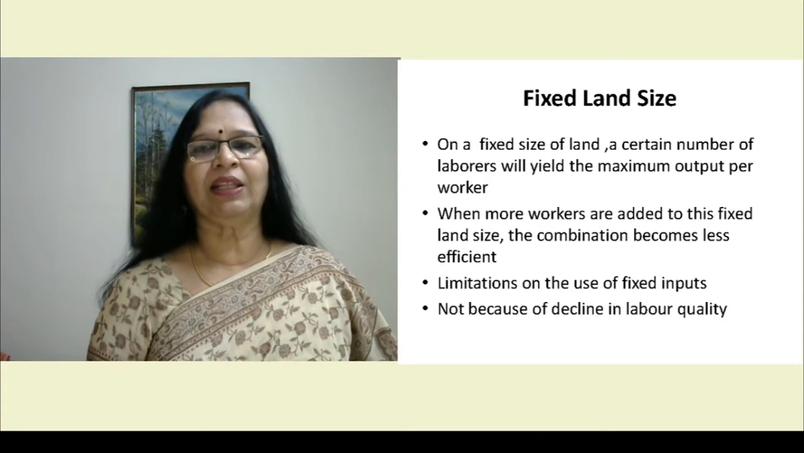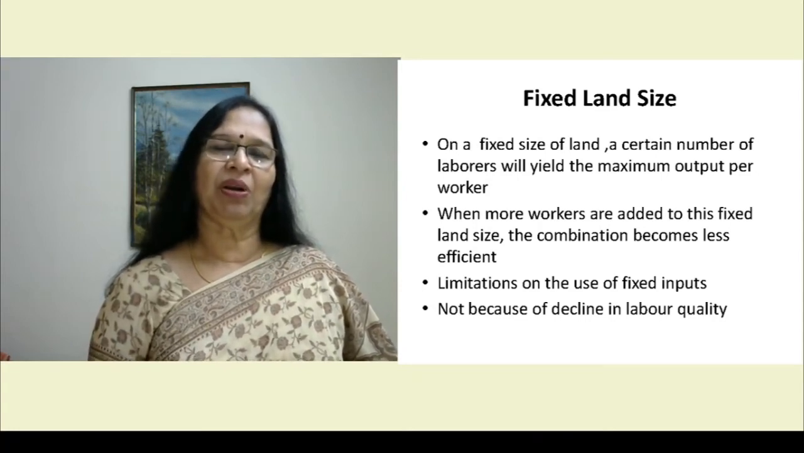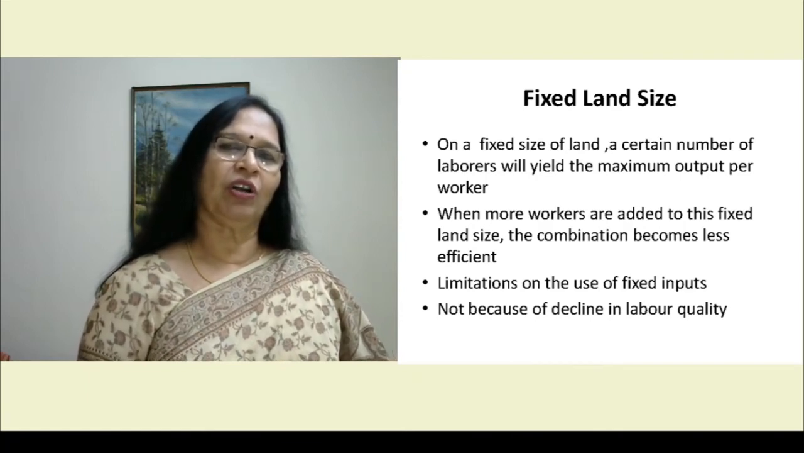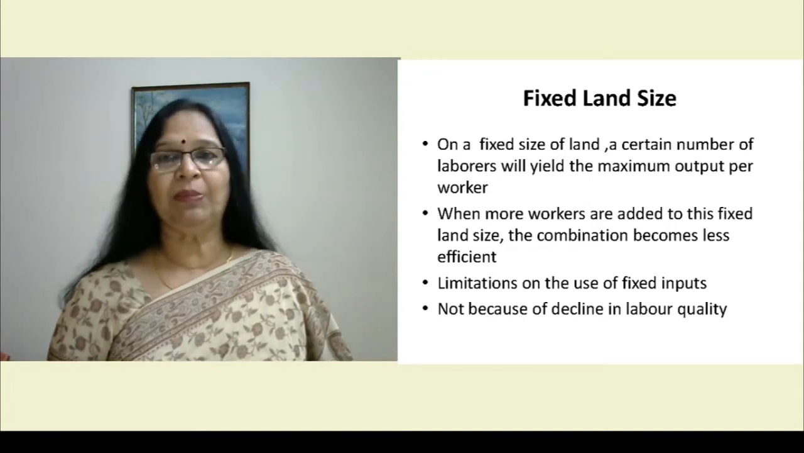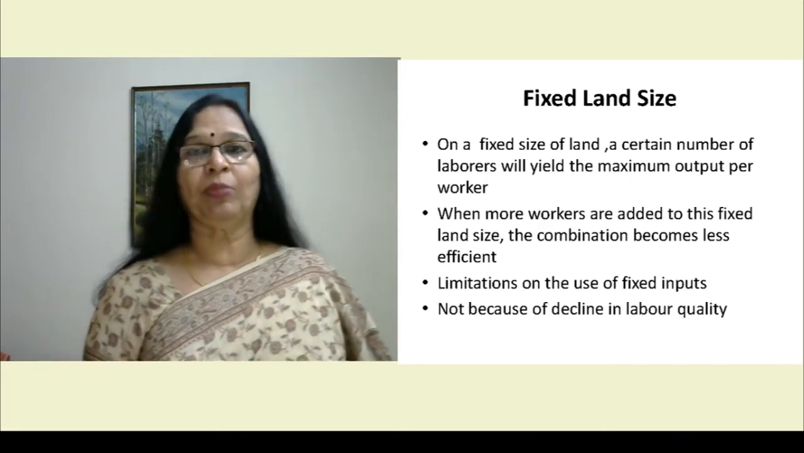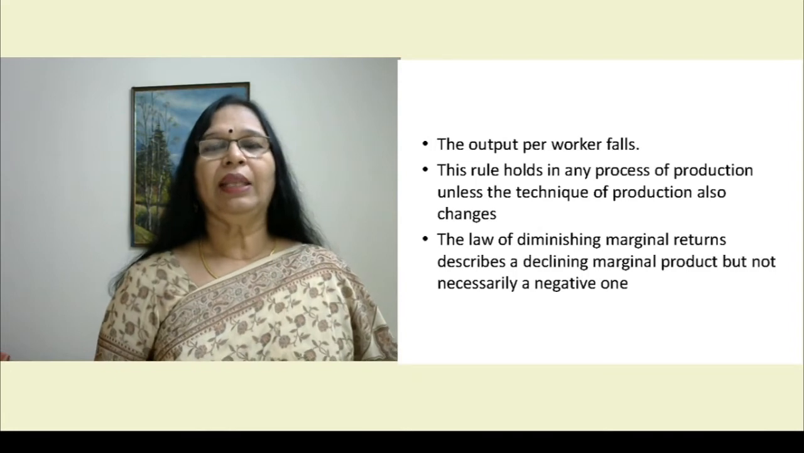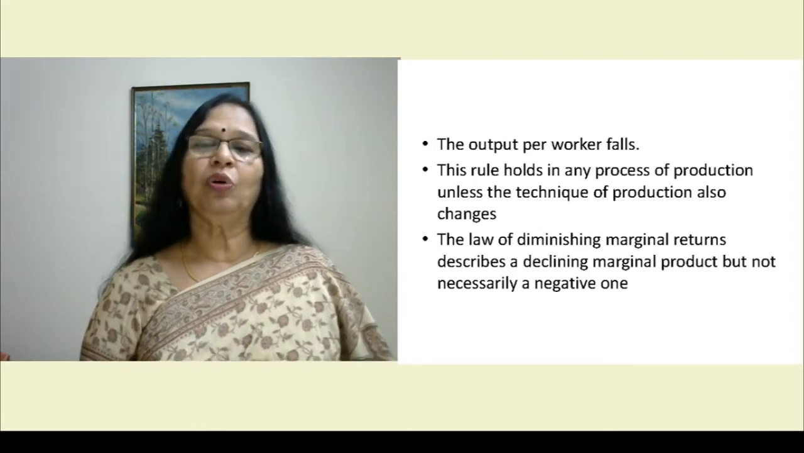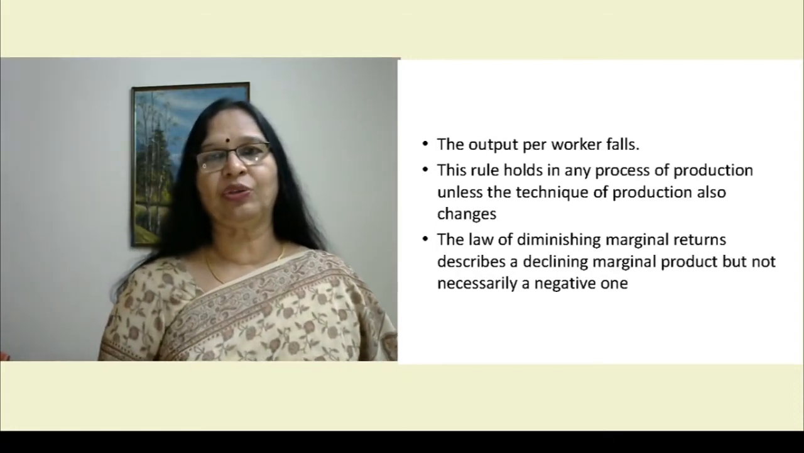So obviously the fixed asset becomes limited, and because of that, the productivity of that land, or the output that we get from the land, will diminish. It is not that the labor has become less efficient. That's not the issue. The issue is the land is too small for so many laborers to work, and therefore the output per worker will also begin to fall. So this rule holds in any process of production unless the technique of production also improves.